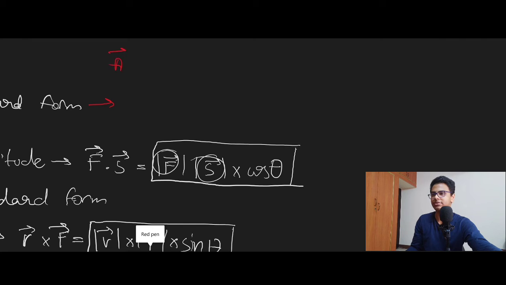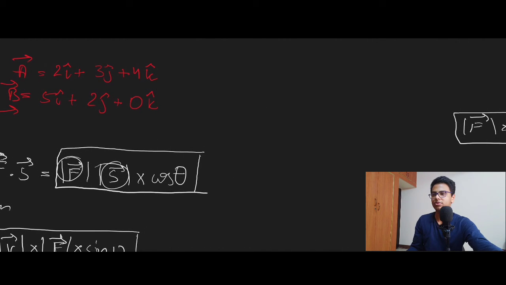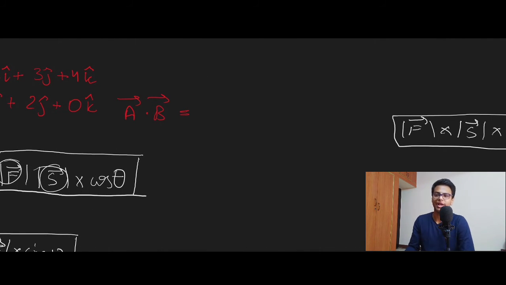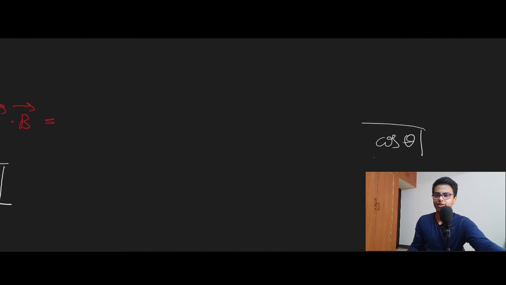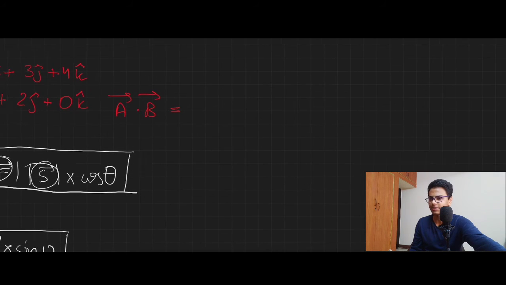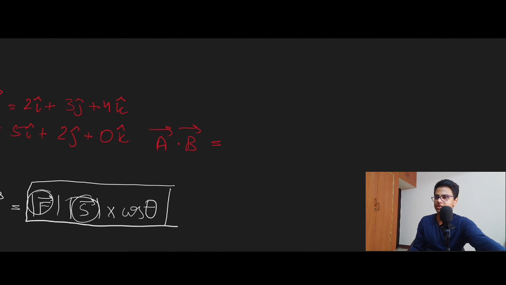Now what we do over here is we define two vectors: A vector as 2 i cap plus 3 j cap plus 4 k cap, and similarly B vector as 5 i cap plus 2 j cap plus let's say 0 k cap. Now what we have to do is A vector dot B vector, so we need to find the dot product. This is extremely simple, so simple that you wouldn't even feel like doing it, but we'll still do it.